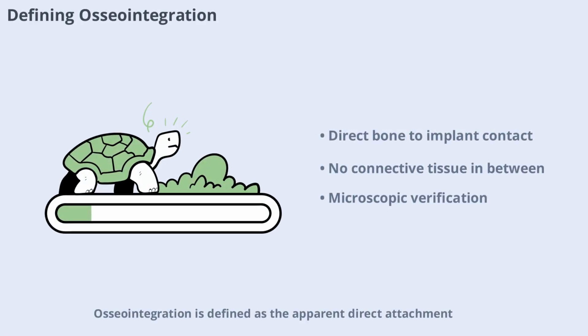Osseointegration is defined as the apparent direct attachment or connection of bone tissue to an inert alloplastic material, meaning a synthetic implant without any intervening connective tissue. This means that the bone grows right up to the implant surface, creating a stable and rigid bond. The absence of soft tissue, such as scar tissue or ligament fibers, is key to this process. This direct contact can be verified under a microscope, showing no gap or soft tissue layer between the bone and the implant. This unique interface is what gives osseointegrated implants their remarkable stability and longevity.